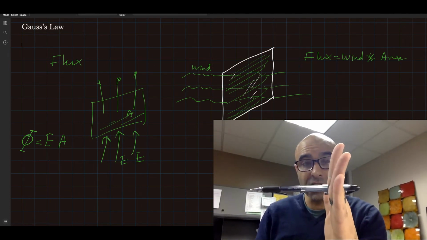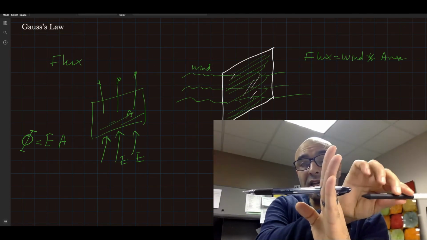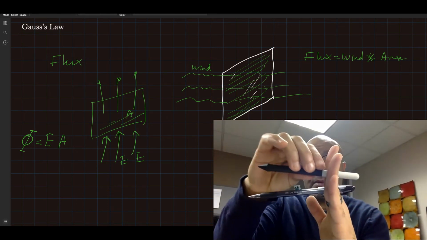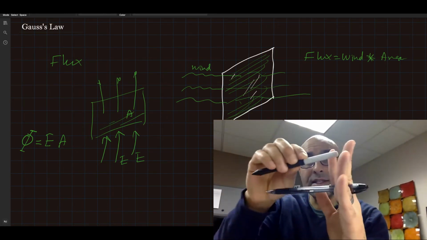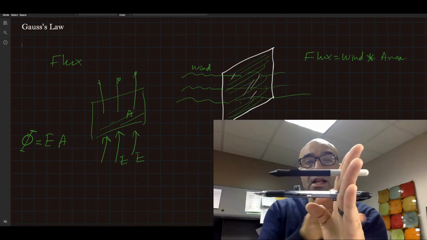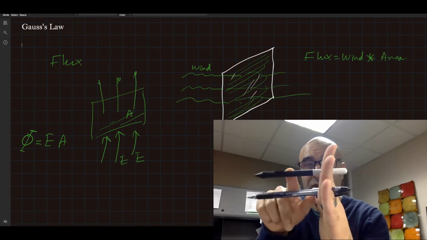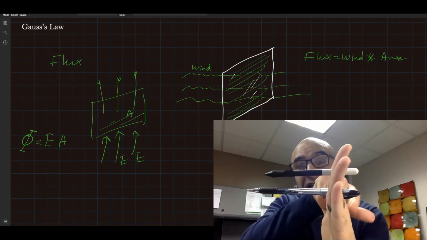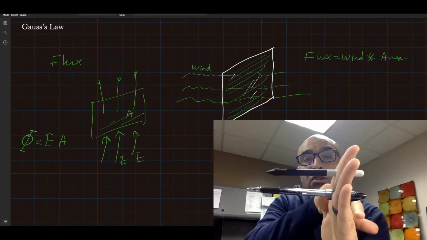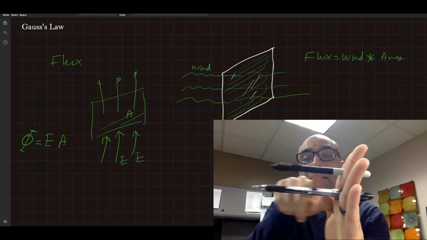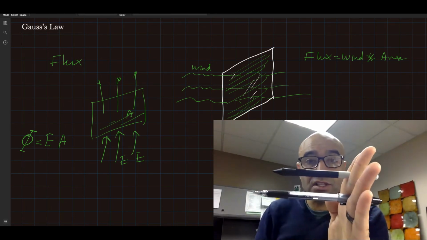That's a unique definition. So if there is an electric field coming this way, okay, in the same direction as the direction of the surface area, look, which means it's perpendicular to the surface area itself. So perpendicular to the surface area means parallel to the direction of the surface area.